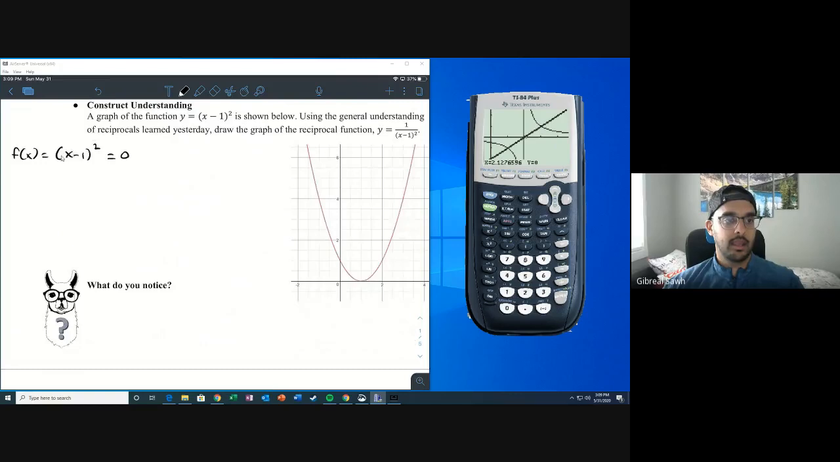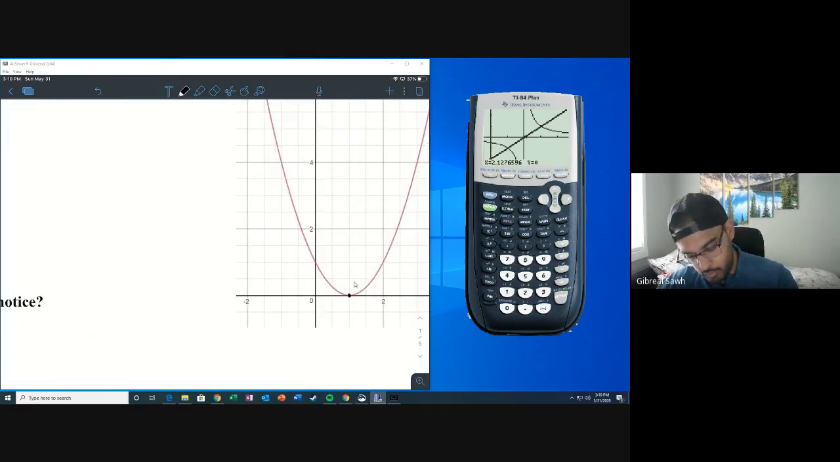Now, I've got to get x by itself. It's being squared. So if we square root both sides, that tells us that x minus 1 is equal to 0. So x should be equal to 1. Essentially, this is your zero. Okay, so my vertical asymptote, I know, now should go through that vertex. Okay. So there it is.